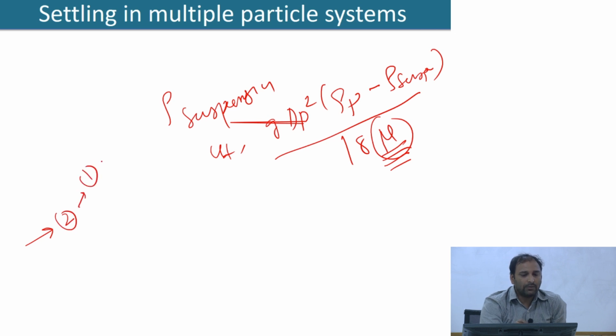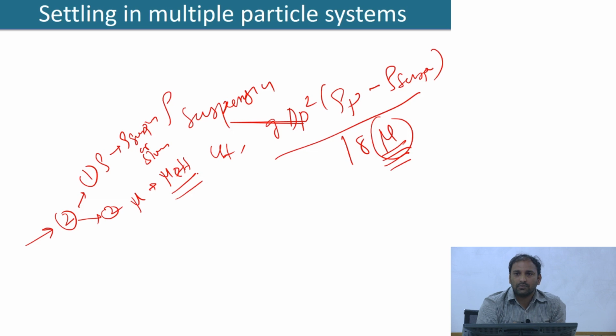One is you replace rho of the fluid with rho of the suspension, or the slurry if you want to call it that. The other modification is that you replace your mu with what is called the mu effective, which is the viscosity of not just the fluid, but the particle filled fluid.